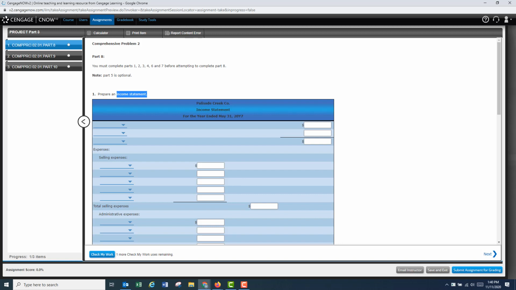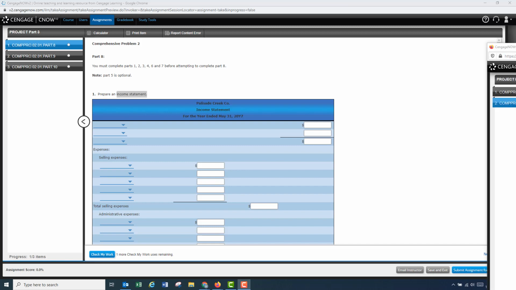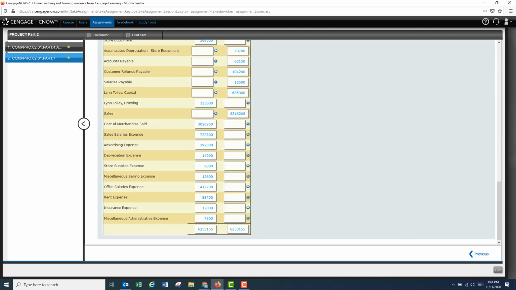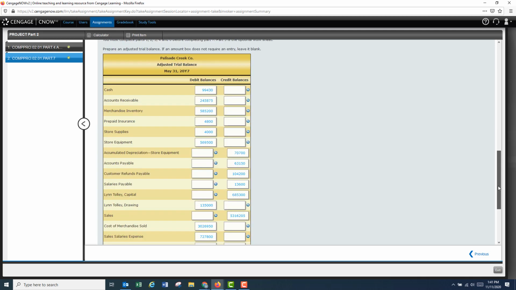So let's go to part 2 and see the information. Here is project part 2, where you had to do adjusting entries, journal entries, and then using the journal entries, you compile the adjusted trial balance. All right, and you can go back to project part 2 and get the answers. The solutions are available to you by scrolling down right here. Here is the solution that you will see in project part 2.